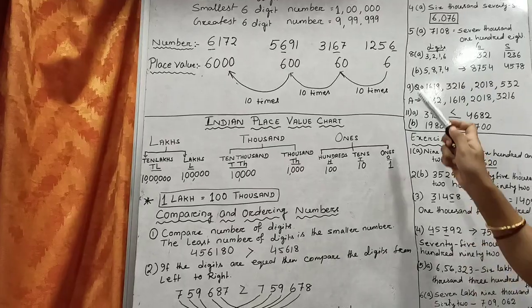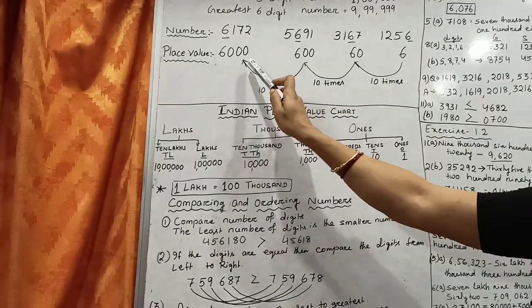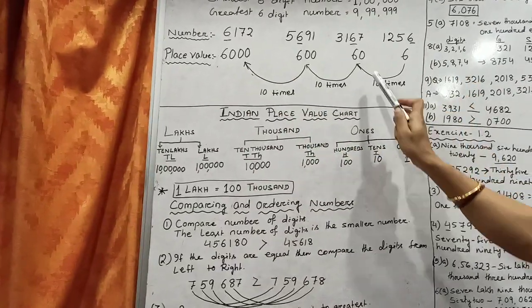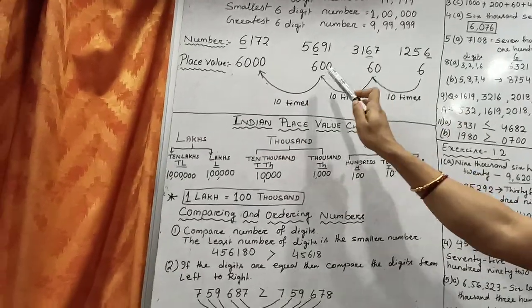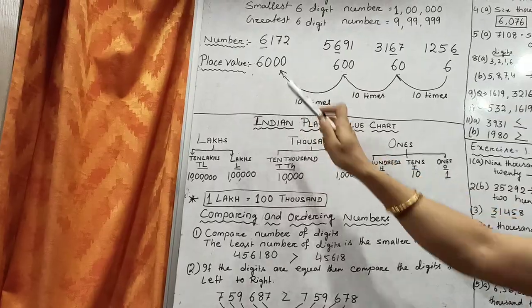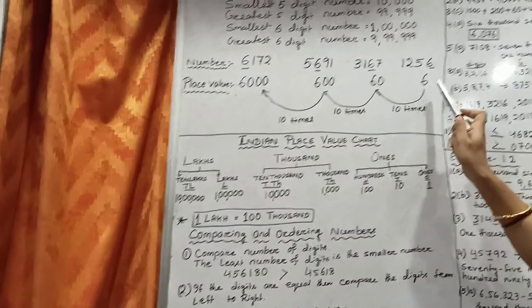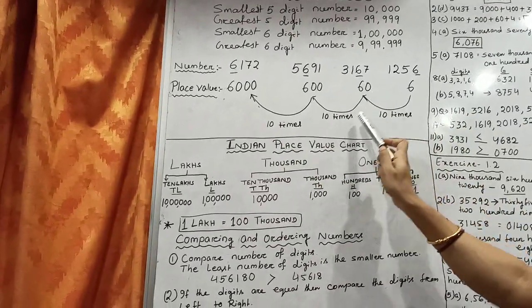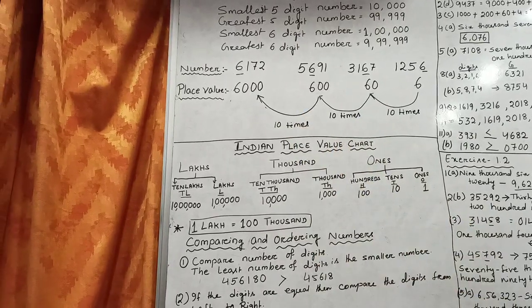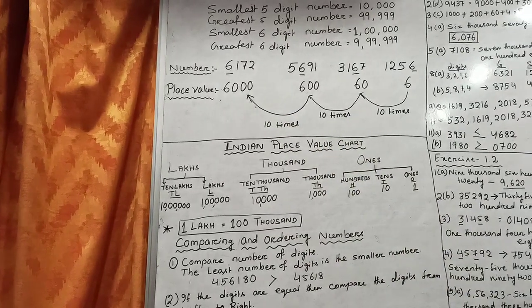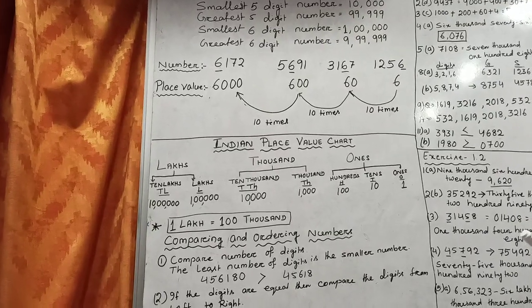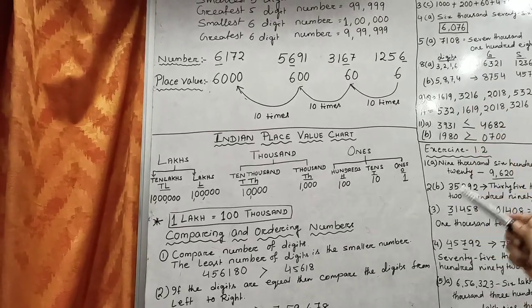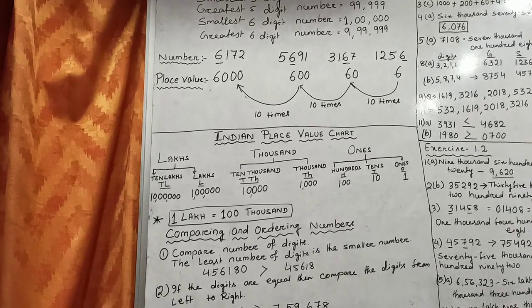Here when we move from right to left, all the place value increase 10 times. See, this is 6, 60, 600, 6,000. Everywhere when we move from right to left, place value increase 10 times. So if the digit is same but the place is different, then its value changes.